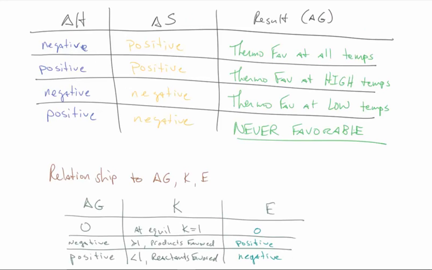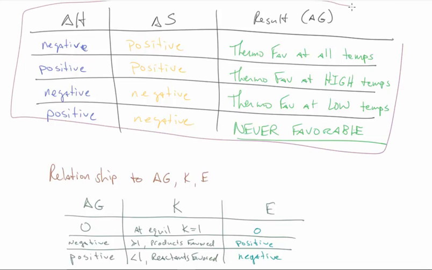All right, so what I've got here is a couple of tables that are going to relate. First off, we're going to take a look at our delta H and delta S values to G, all right? Now, all of this is based on the Gibbs energy equation, delta G equals delta H minus T delta S. This is all based on that particular equation. And all I'm saying is, if I've got a negative delta H and a positive delta S, that's going to be thermodynamically favorable at all temperatures because it will always give me a negative delta G, right?